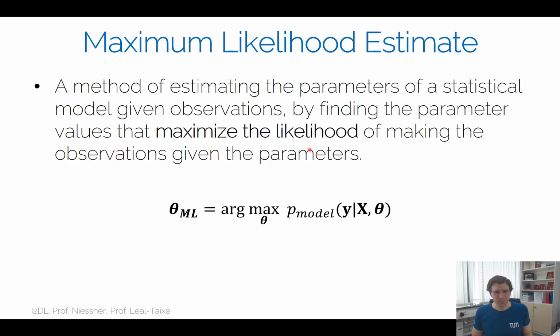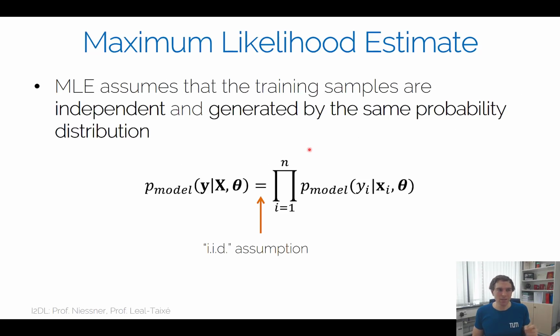Okay, there's one key idea about a maximum likelihood estimate, and that is the MLE assumes that the training samples are independent and generated by the same distribution. What does that mean? What's very important here is this independence assumption. You can have a model, and the model makes predictions based on some input X and some model parameters theta. And we have a lot of i's here. These i's are the number of samples that we're drawing from.